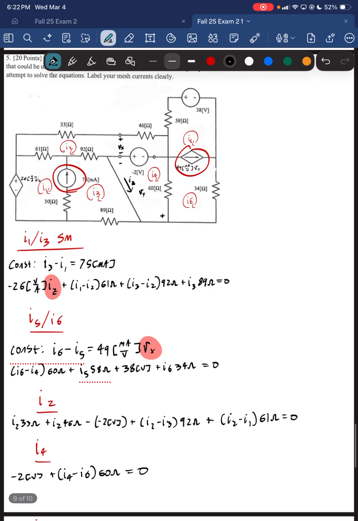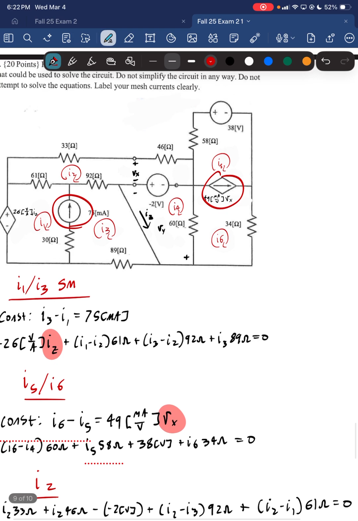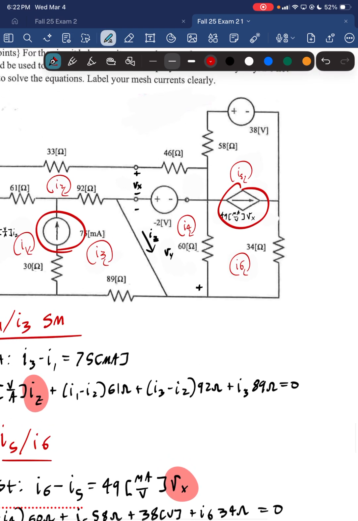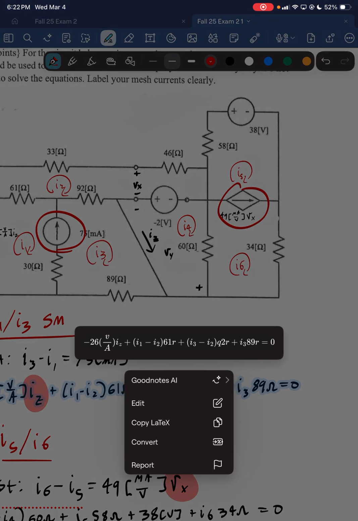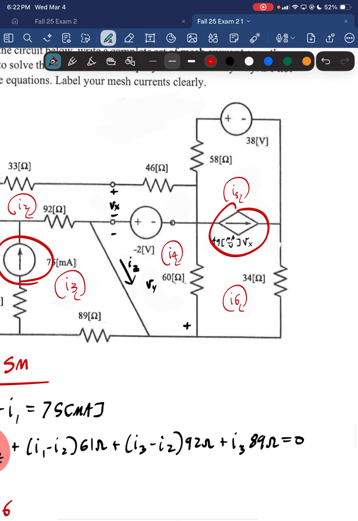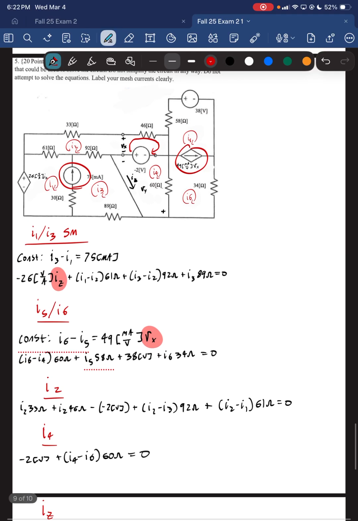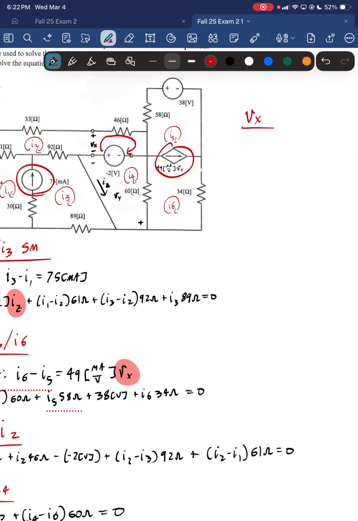And now for Vx, we are going to do a KVL because it is defined as the voltage between two different points. And we don't have node voltages with respect to anything. So we don't have a choice but to do a KVL here. So we have a couple options, but the easiest is going to be that one right there. You don't have to overcomplicate it if you don't have to.